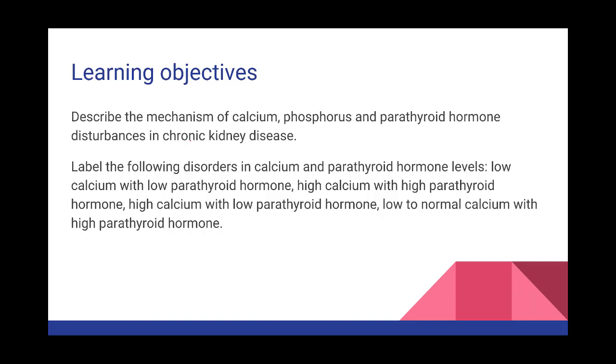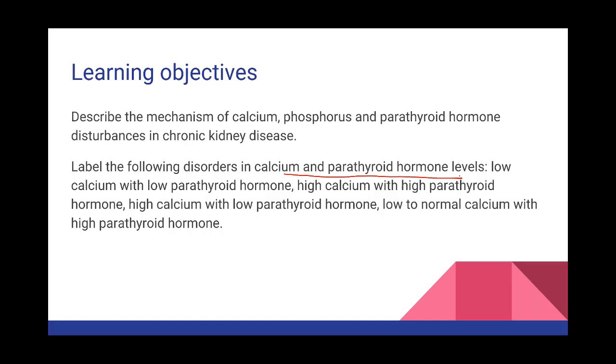Now we're going to look at the calcium, phosphorus, and parathyroid hormone disturbances in chronic kidney disease. And the last slide would be a summary slide where we're going to try and label the following disorders in calcium and parathyroid hormone levels.